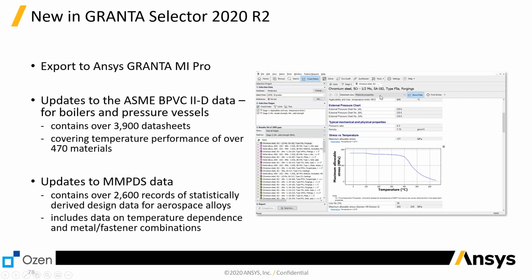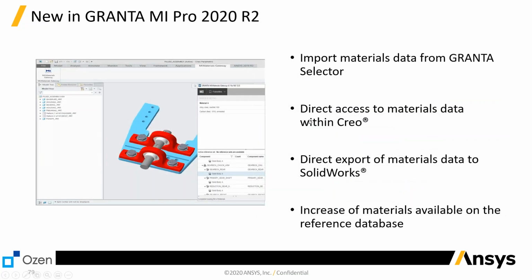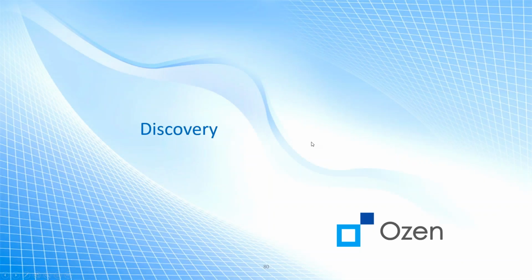It's a really rich library with a lot of references and a material database that a lot of users really like, because it can help them select what material they need. What's new in Granta MI is that it can now import material data from Granta Selector. It has direct access to material data within Creo and SolidWorks, and also an increase in the materials available in the reference database.